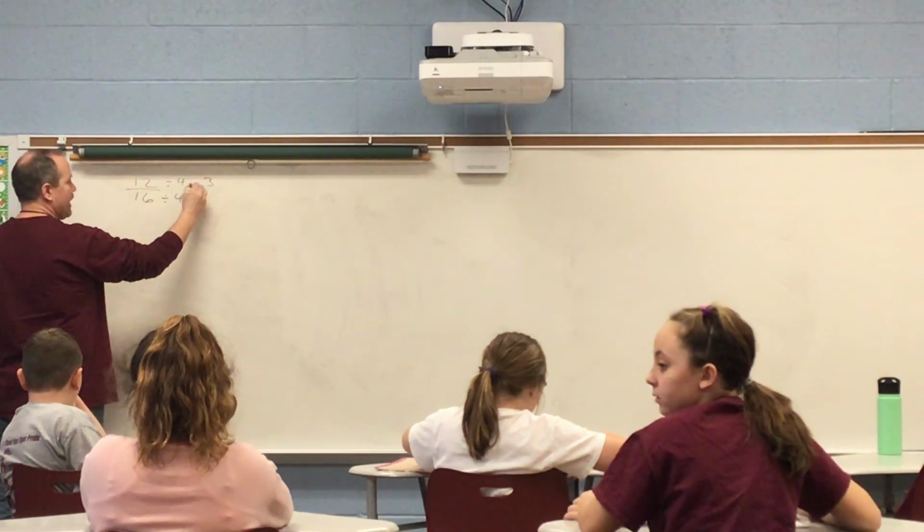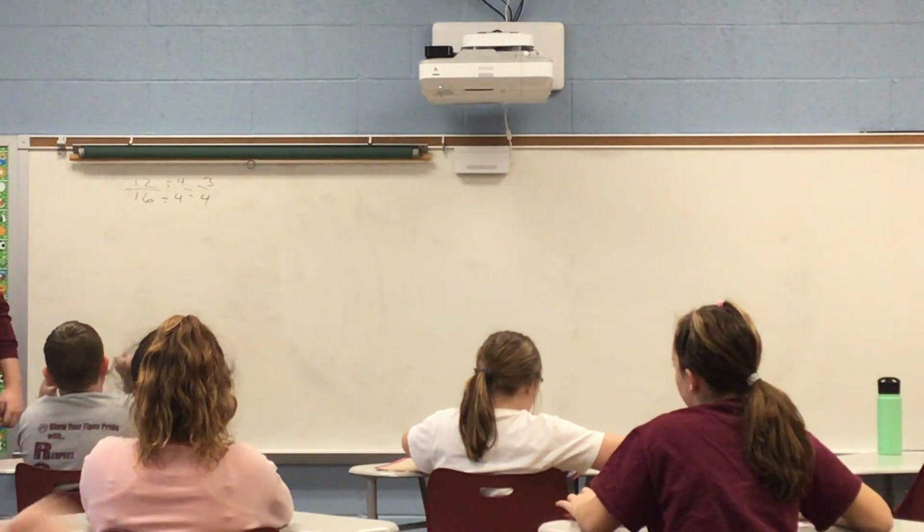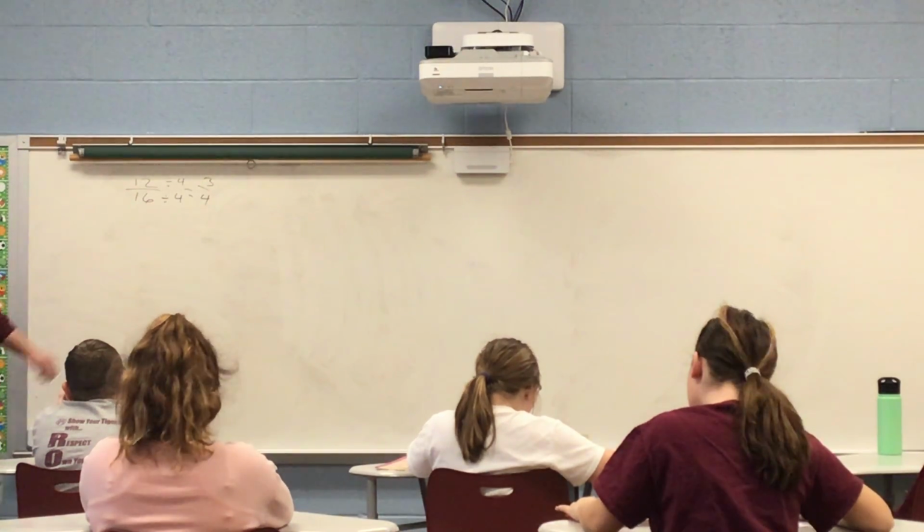12 divided by 4 is 3. 16 divided by 4 is 4, giving you 3/4. Is there anything we can divide 3 and 4 both by? No. So that would be in simplest form.